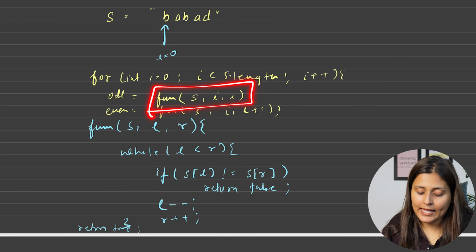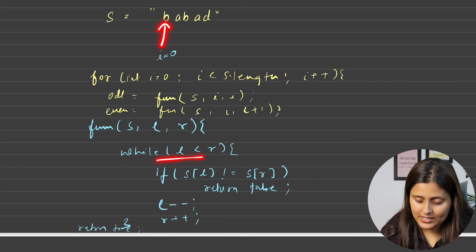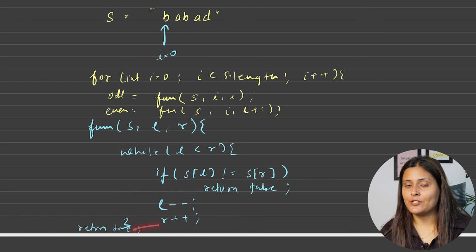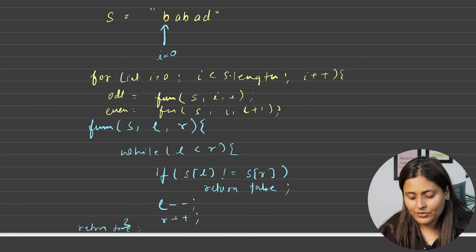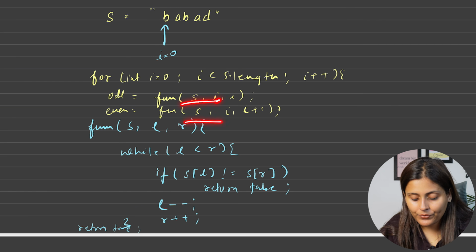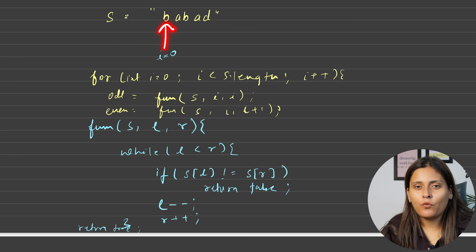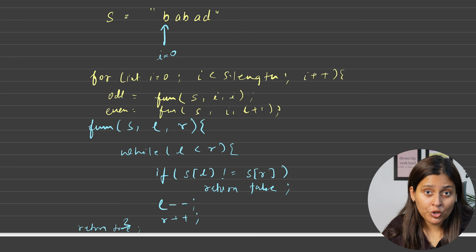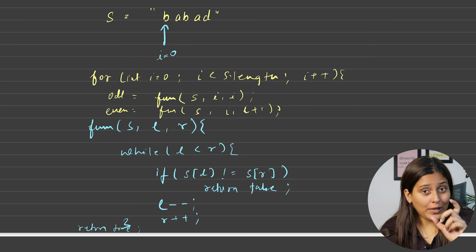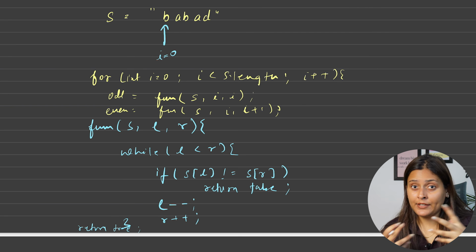So for odd length we will send I, I. So for B it will check if it is a palindrome or not. Yes, it is a palindrome. But what do you think? If this function returns true, then B is a palindrome. But what we have to do with this, like how will we get to know the length of this palindrome? To calculate the palindrome length, we need 2 pointers.